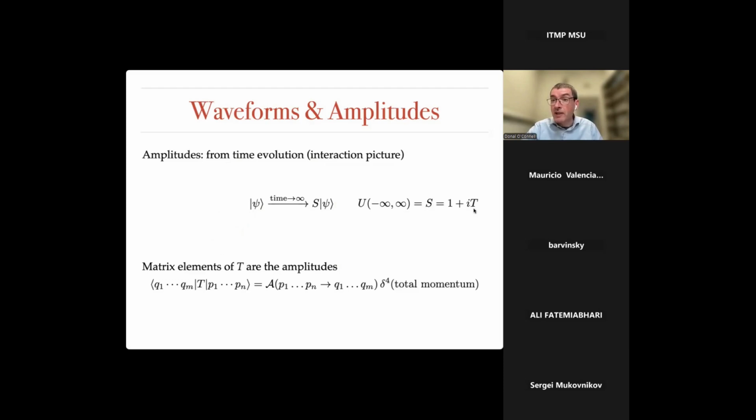Writing the S matrix as 1 plus iT, then the matrix elements of T, the transition operator, are the amplitudes. So you see, the amplitude is necessarily going to come into this problem because I have time evolution from some simple state in the past, those two particles, and some more complicated state in the future.